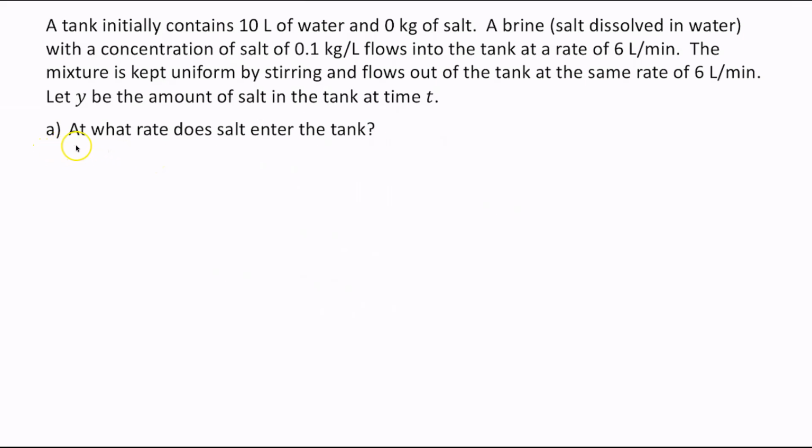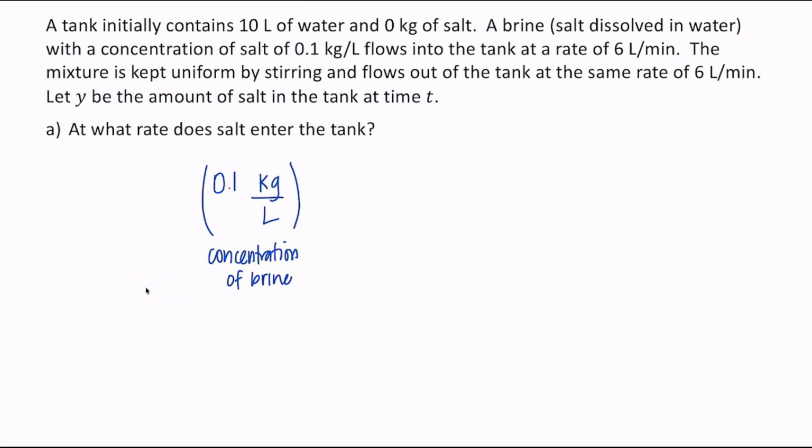For this first example, we're really going to break this down into steps. So for part A, at what rate does salt enter the tank? Well, the way that salt enters the tank is through this brine, this salt dissolved in water, which has a concentration of 0.1 kilograms per liter. So I'm going to start with that: 0.1 kilograms per liter. This is, again, the concentration of brine. All right, well, this brine is flowing in at a rate of 6 liters per minute.